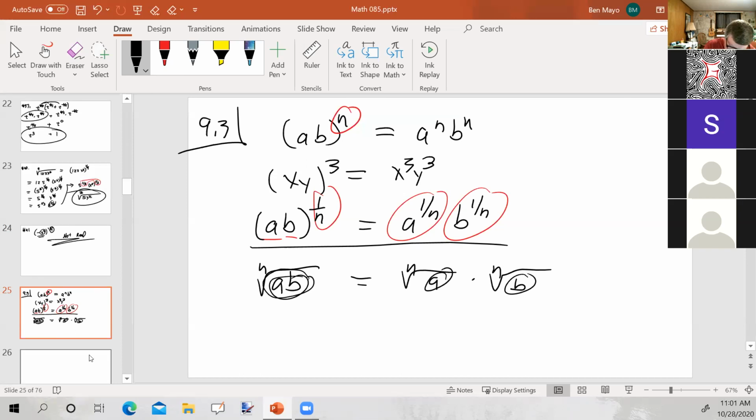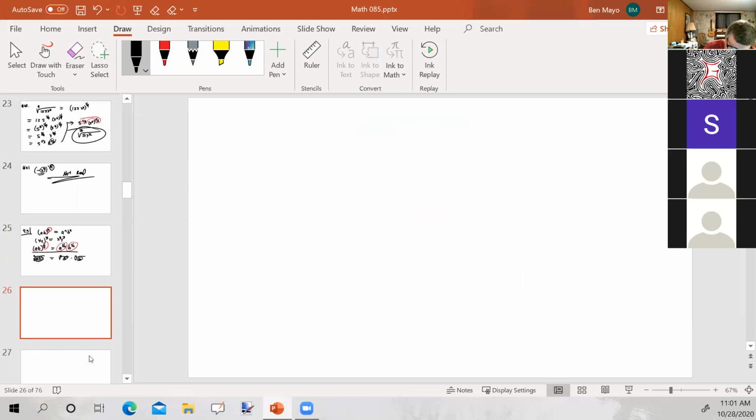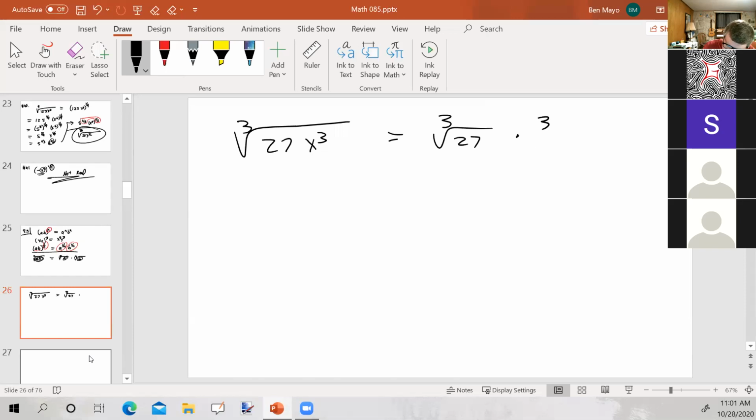Okay, so for instance, let's say I've got the cube root of 27x cubed. That's equal to the cube root of 27 times the cube root of x cubed, which would be 3x. Now, we actually already used this rule in the previous section somewhat. We just didn't formally talk about it. I just kind of said, well, what's this? What's this? Okay, but now we're formally saying, yes, that's legal here in the state of Mayo.